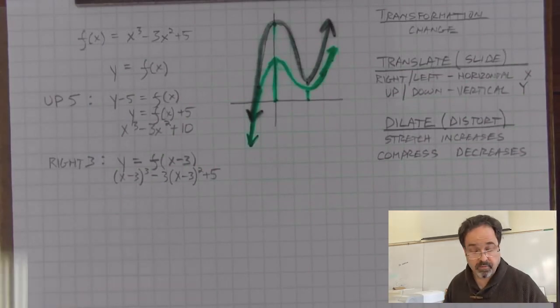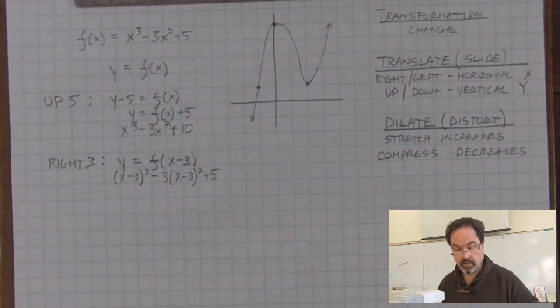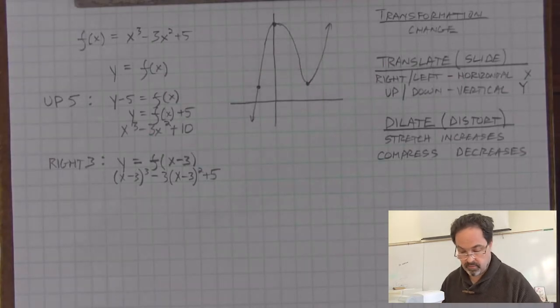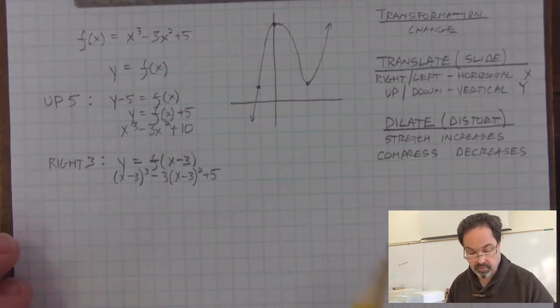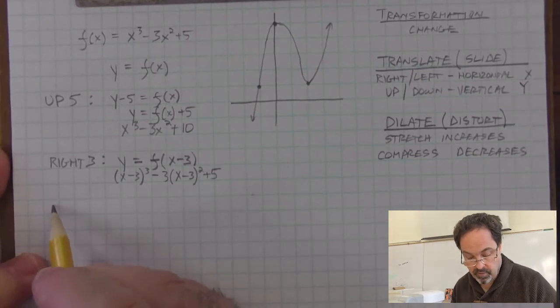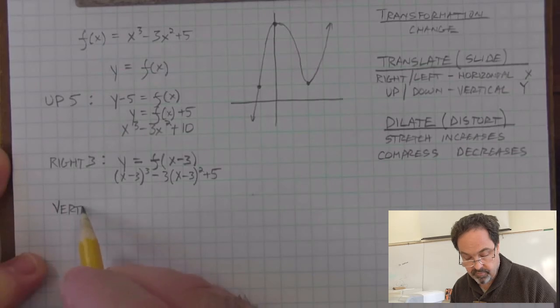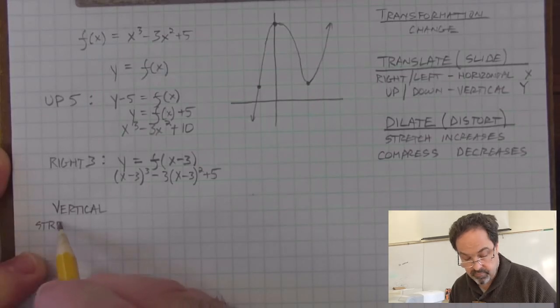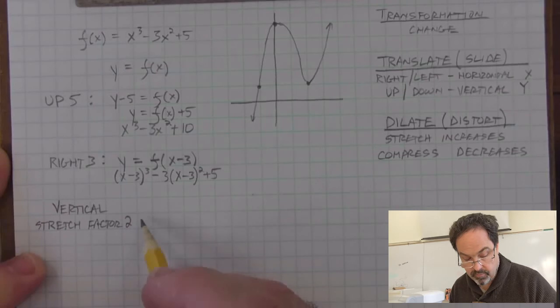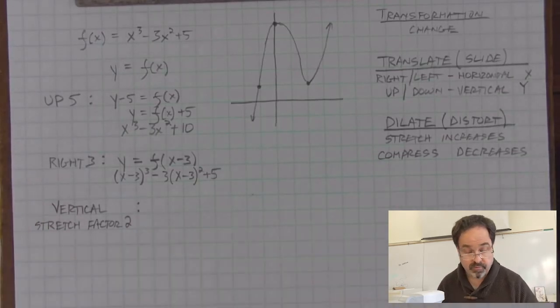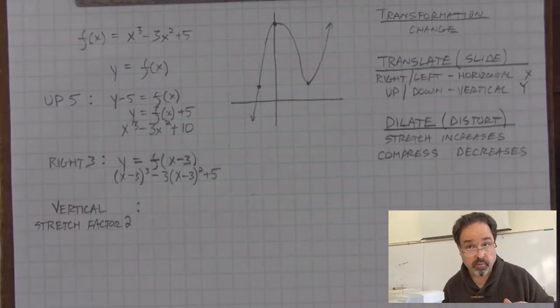How do we do that mathematically? In general, we could describe a dilation, in this case, I'm going to call it a vertical stretch, which would increase vertical distances, and describe it as a vertical stretch factor 2. Vertical distances are going to double.